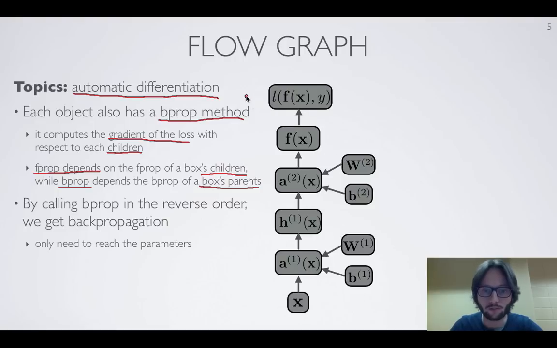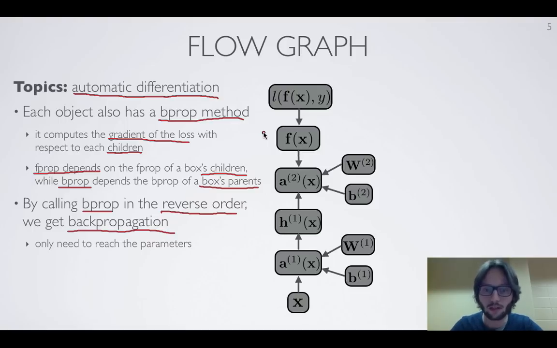So in fact, doing backpropagation would correspond to calling bprop, but in the reverse order of the graph. We'd start with this box, and then we'd reverse the arrow. And then at this point, we'd be ready to call bprop for this box here, which would compute the gradient of the loss with respect to f of x.